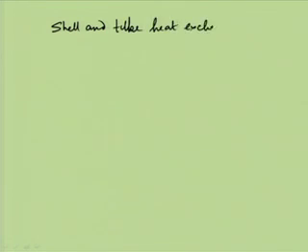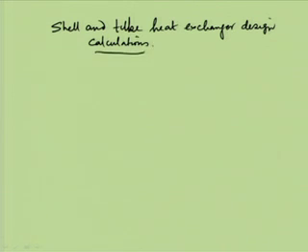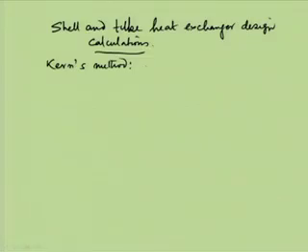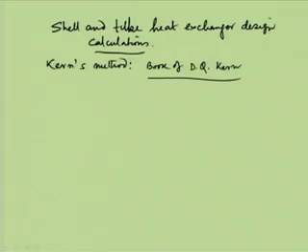Heat exchanger design calculations. Here we are going to apply Kern's method, as we have done in the case of the double pipe heat exchanger. This method is elaborated very nicely in detail in the book Process Heat Transfer by D.Q. Kern, as I mentioned in the last lecture. It is mentioned in detail.